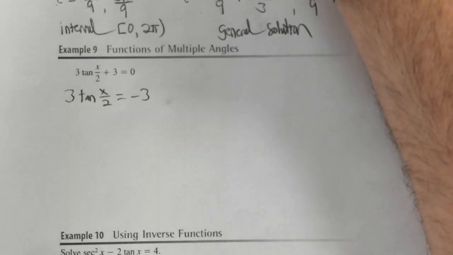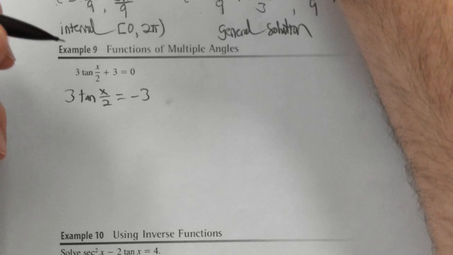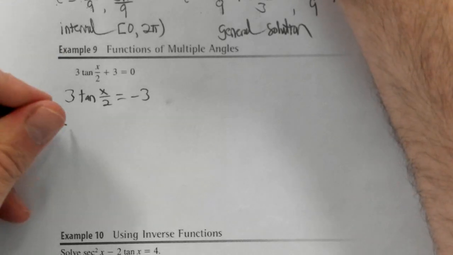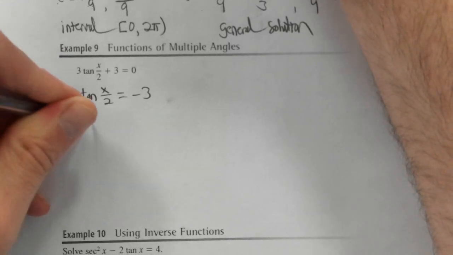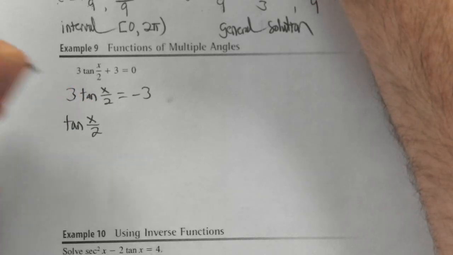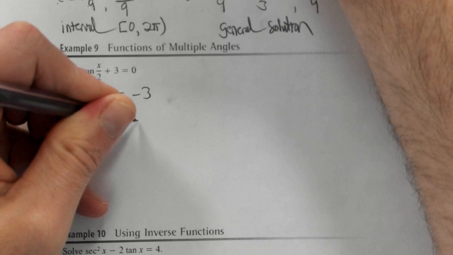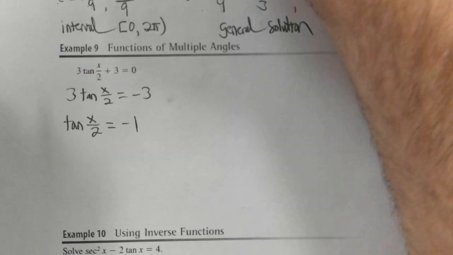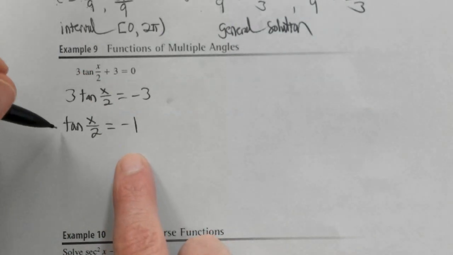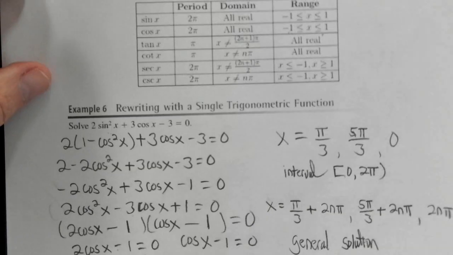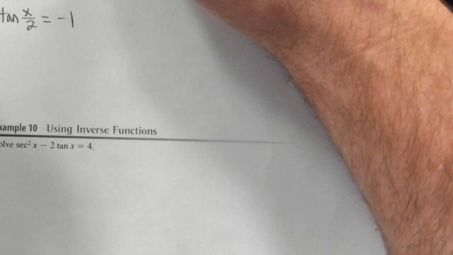All right, so there's my first step. From here now we can divide both sides by 3. Tangent of x over 2 is equal to negative 1. All right. At this point we need to check for range. Tangent, what's the range? All real numbers, so we're good.